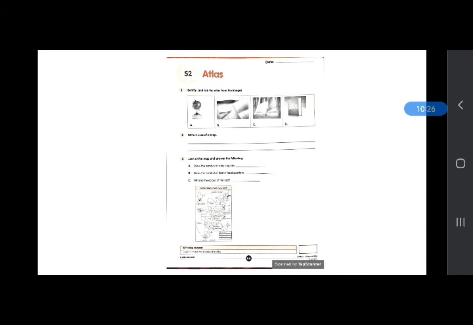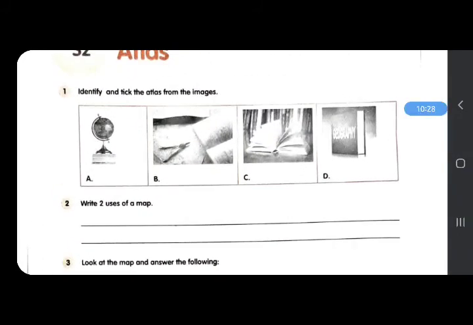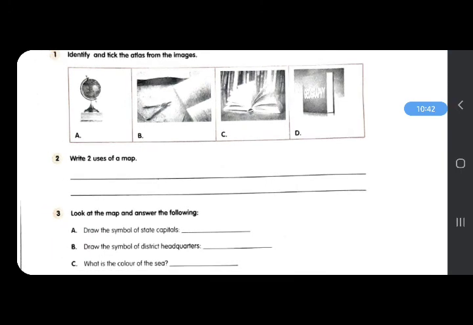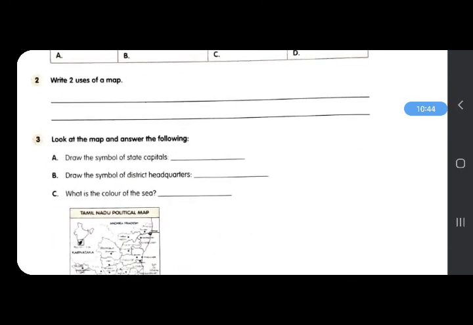After watching the video, you need to read Atlas from your content book, finish your S2 and complete PQ3 and 4. And this is your S2. Identify and tick the atlas from the images. Pictures are not clear, so you need to tick the atlas from the images in your workbook. Only tick, okay? Question 2, write 2 uses of a map.